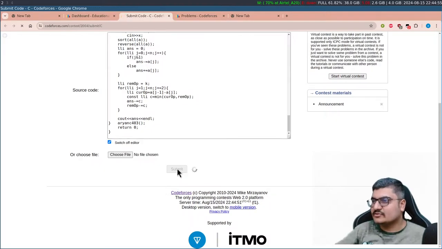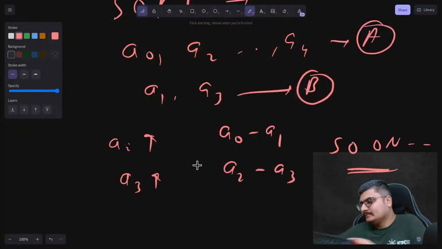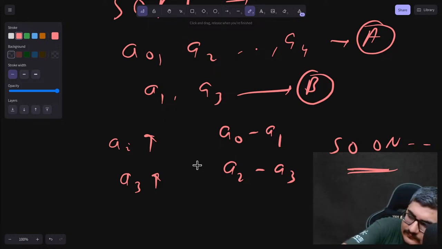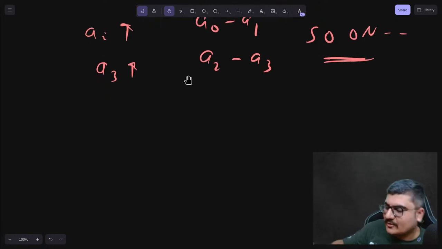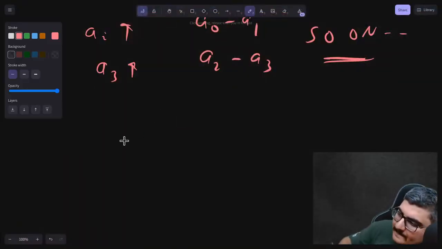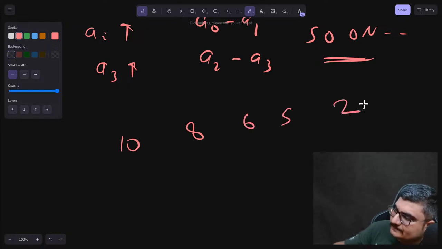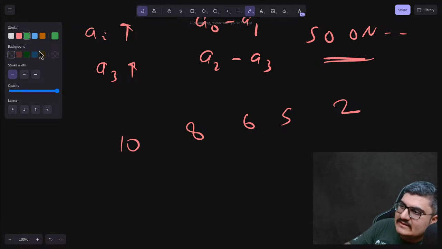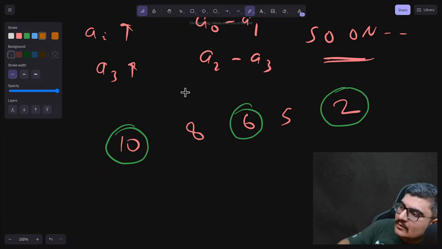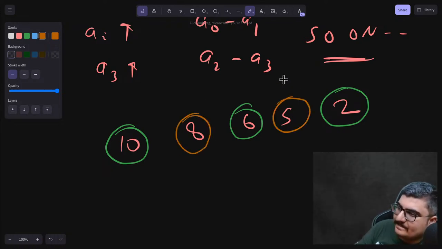Okay, the odd case is also a bit similar. Let's say, let's pick some elements: 10, 8, 6, 5, 2. In this case Alice will get these elements, Bob will get these elements, and let's say we have 100 operations.